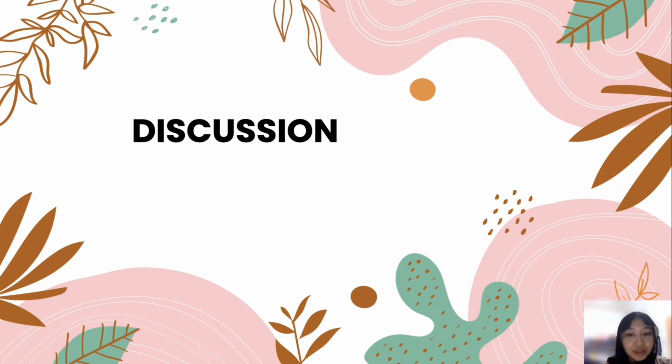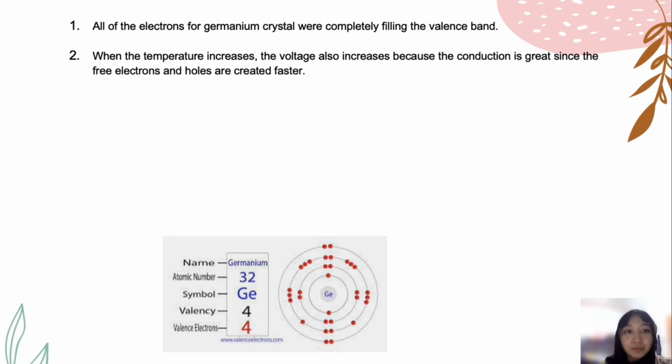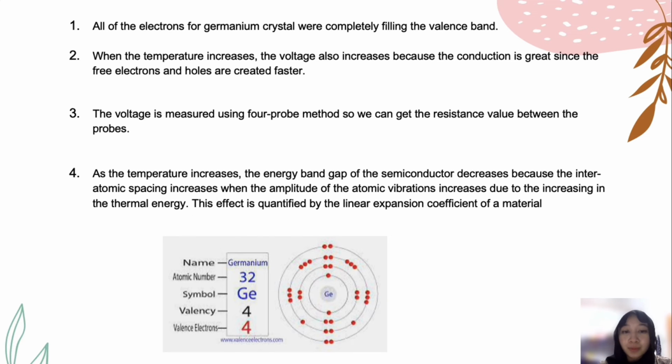In the discussion part, as you can see in the picture, all of the electrons for the germanium crystal completely fill the valence band. And from the table, when the temperature increased, the voltage also increased because the conduction is greater, since the free electrons and holes are created faster, and when the voltage increases, the electrons will move faster. The third point is that the voltage is measured using the 4-probe method, because we can easily get an accurate resistance value between the probes.